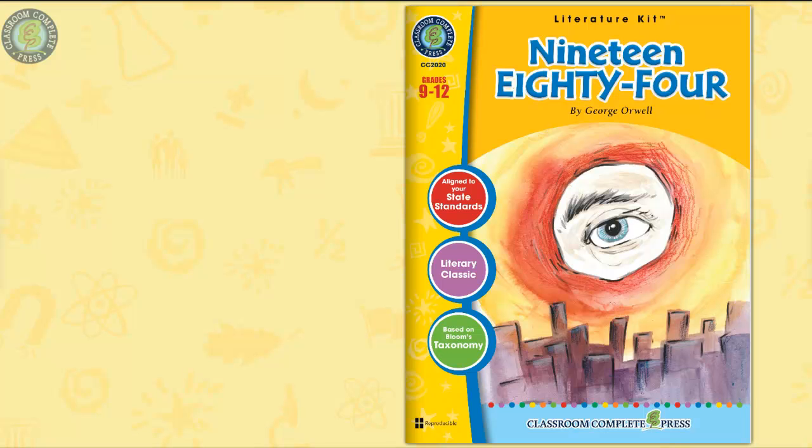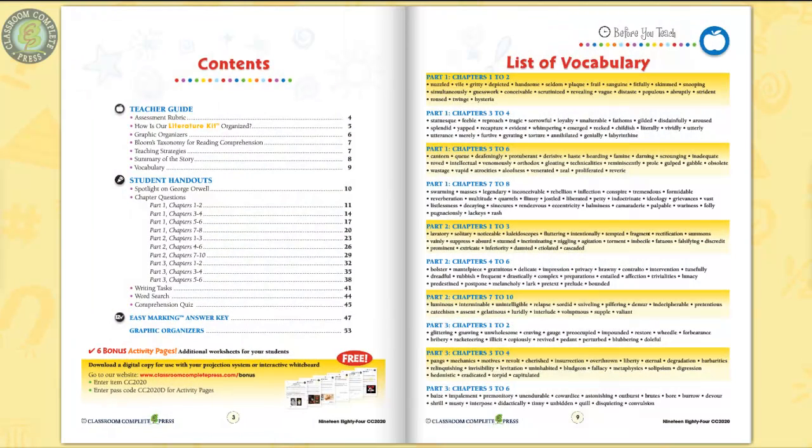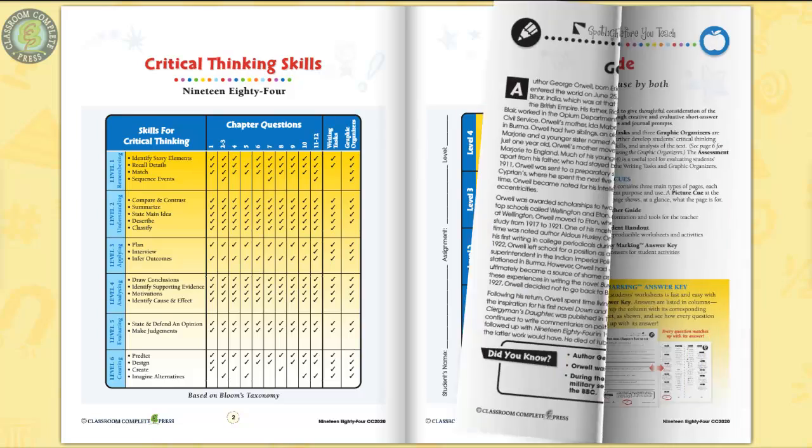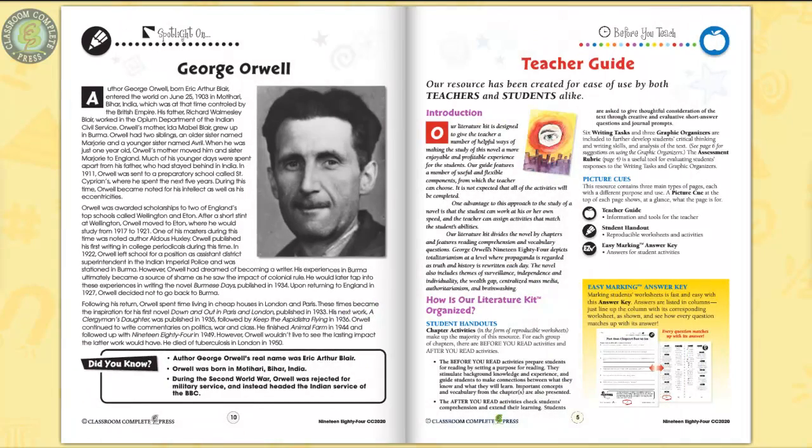This literature kit on 1984 by George Orwell provides a variety of engaging activities that can easily be broken up for students over several weeks to coordinate with assigned reading. 55 pages chock full of before-you-read worksheets for each chapter section, along with vocabulary prompts to prepare your students for the reading, with rubrics, teacher guide, and author biography.